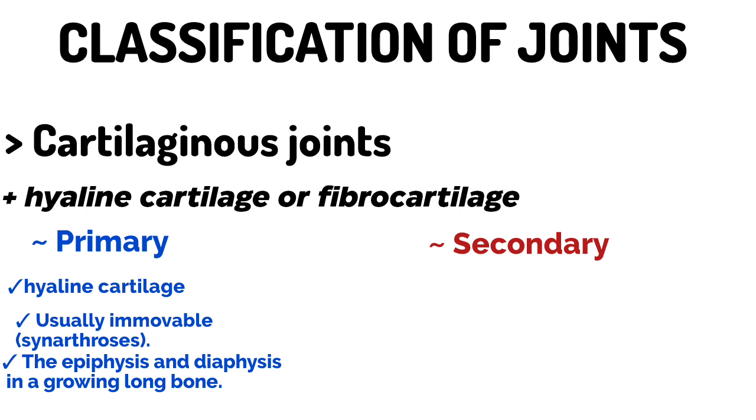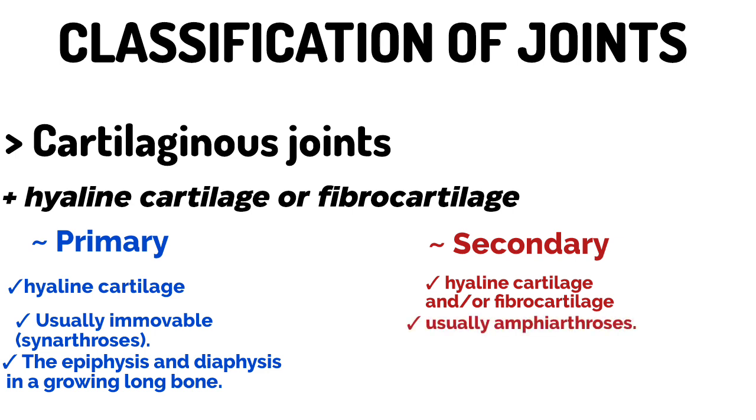Then the secondary cartilaginous joints are formed by hyaline cartilage and/or fibrocartilage, and they are usually amphiarthrosis. A typical example is the pubic symphysis.